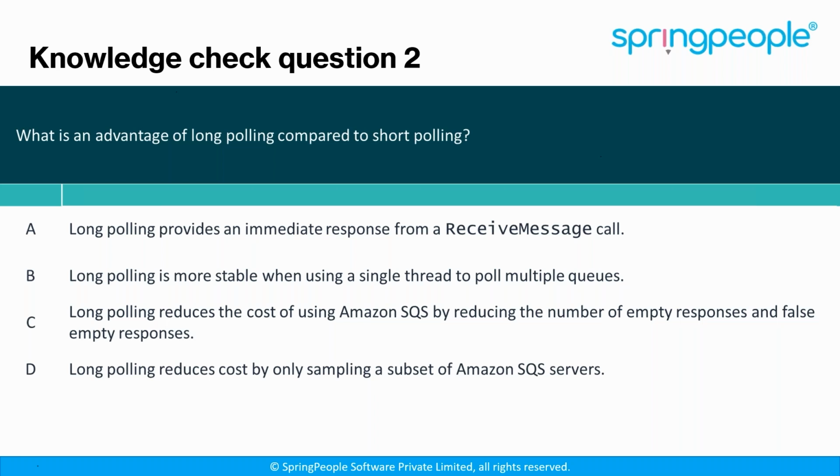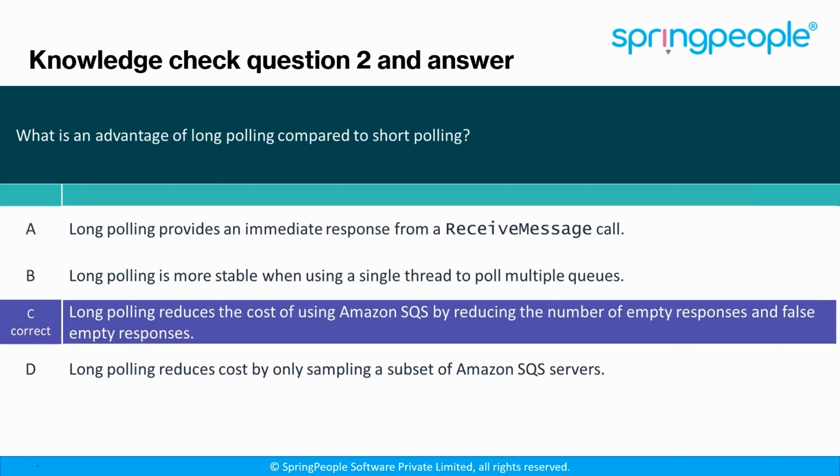Again, when we are doing this, we are ensuring that the cost will be reduced with long polling. Why? Because we are not making that many API calls. We are not worrying about the empty response. We are not coming empty-handed. So this is the reason that with long polling we can reduce the cost, but efficiency would be more with your short polling. That's an advantage of short polling.